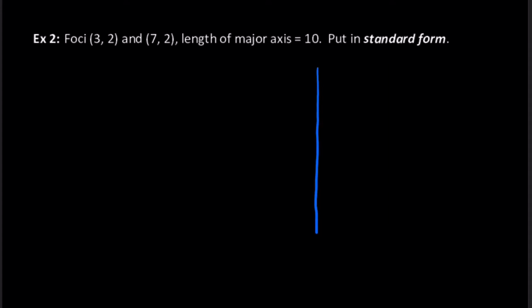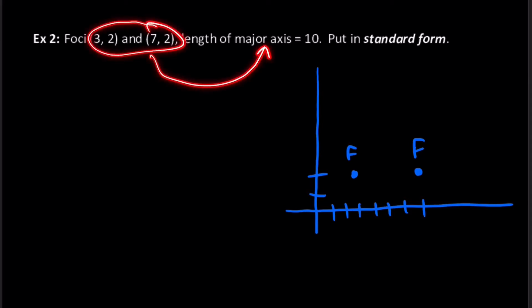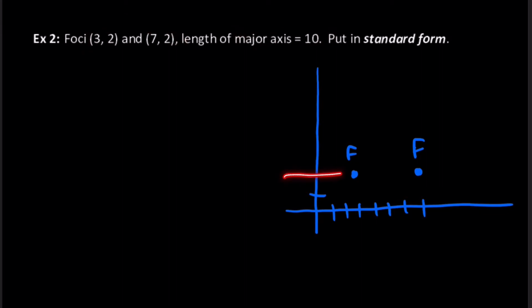All right, so I've got (3, 2) and (7, 2). That is a focus. That is another focus. Length of the major axis is 10. Now remember, the foci are on the major axis, so my major axis is going to run this way, horizontal.